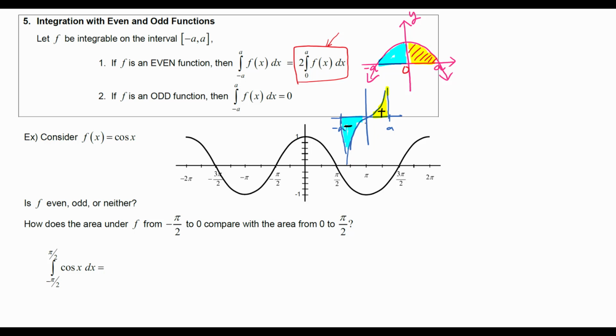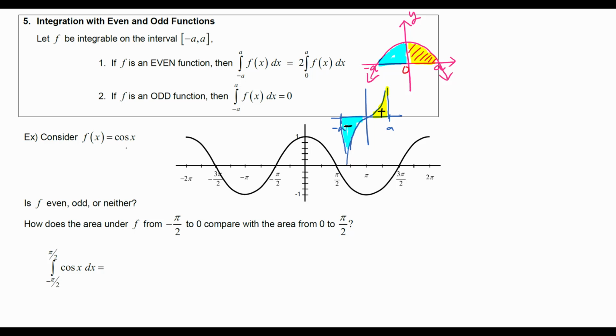So when you add them up, they're going to add up to 0 because you've got the negative of, or positive of, the same value. So if f is an odd function, then the integral from -a to a of f of x dx is 0. Okay, so we're going to use that characteristic to look at the following example.